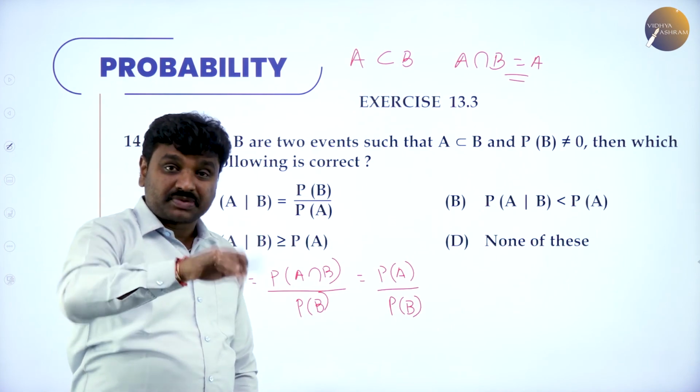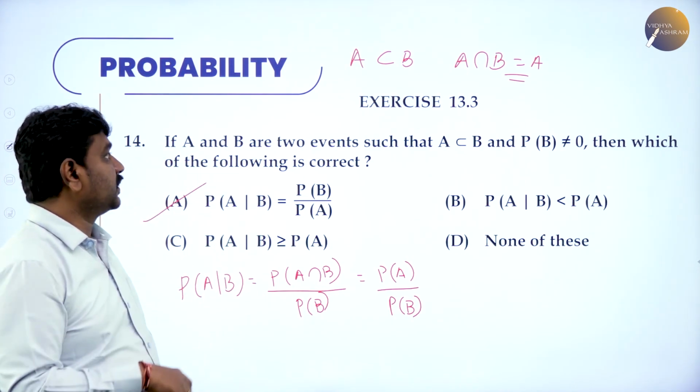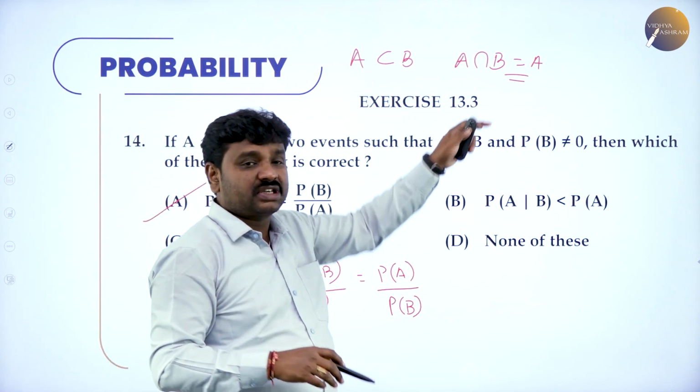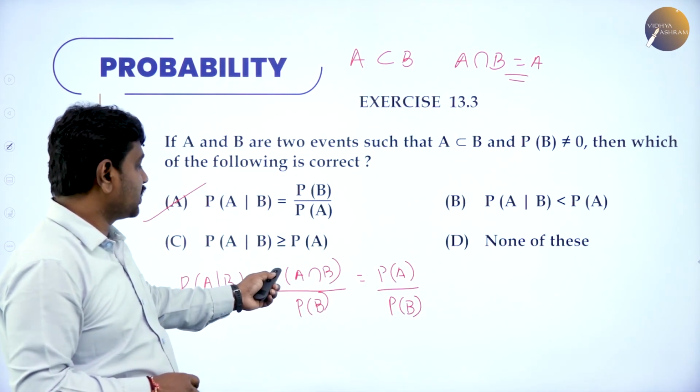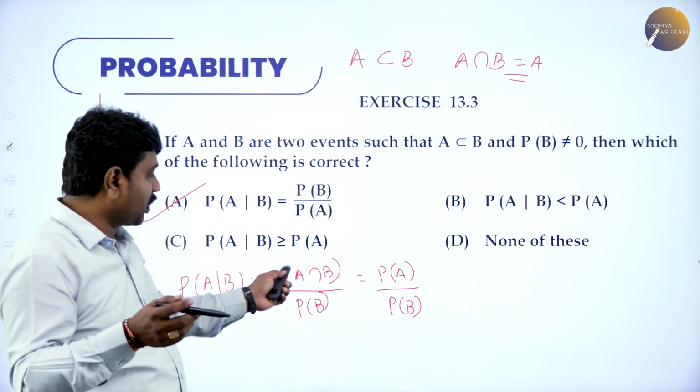If one set is a subset of another set, then the intersection of the two sets is the subset. If A is a subset of B, A intersection B will be A. That is the basic of set theory. Like that, if the number of elements in the sets is the same, the probability will be the same.